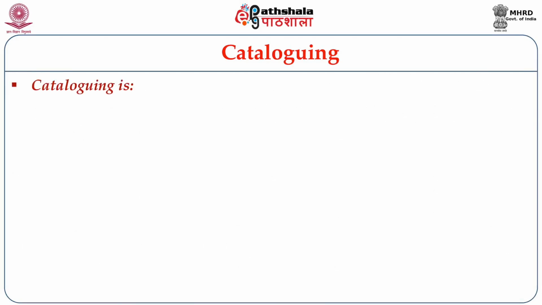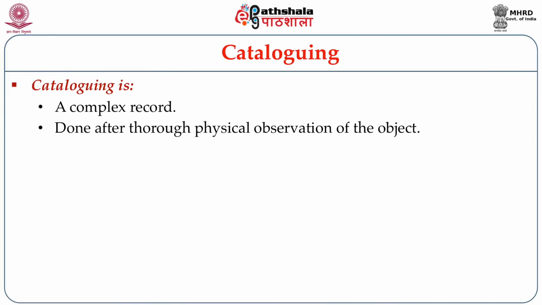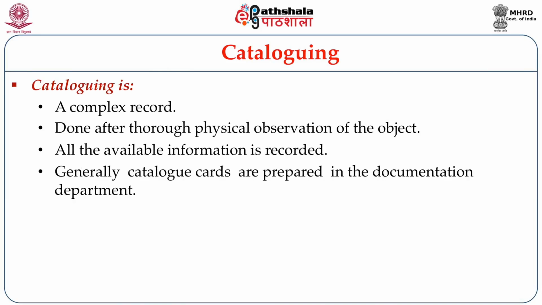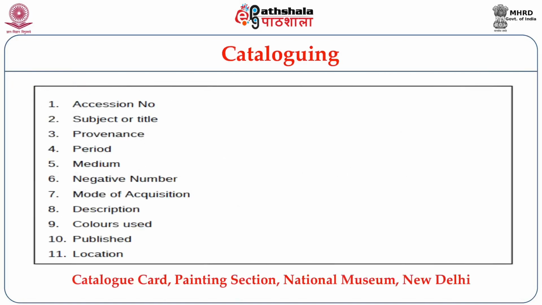Cataloging is therefore a complex record done after thorough physical observation of the object. All the available information is recorded. Generally, catalog cards are prepared in the documentation department. The curator is responsible for cataloging each and every object. This is an example of the catalog card used by the painting section of the National Museum, which is located in New Delhi.